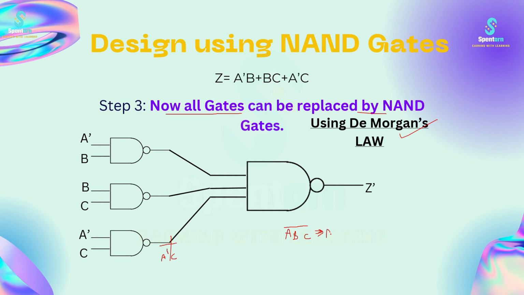I will be getting A bar plus B bar plus C bar. Or actually just remove the third one. We can just assume directly 2, right? Or you can just assume it like this.